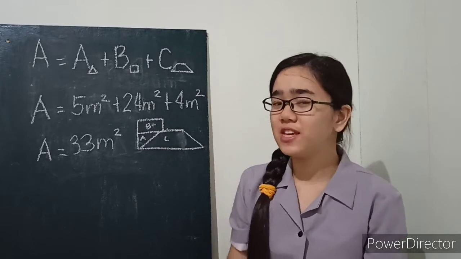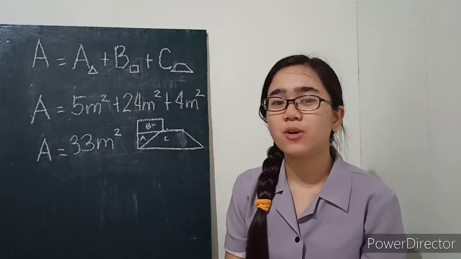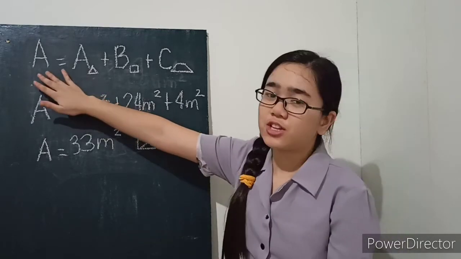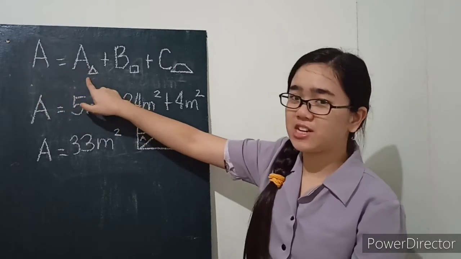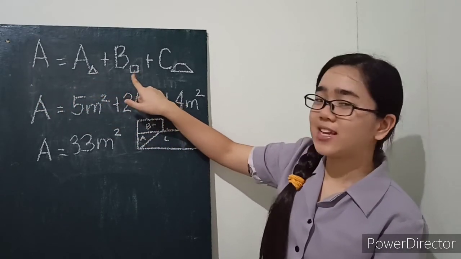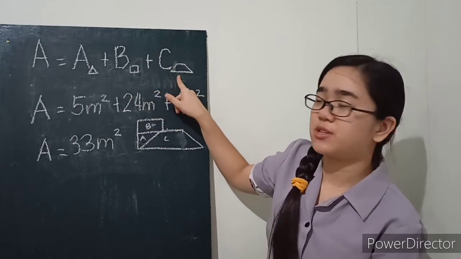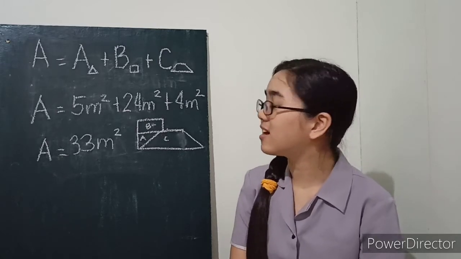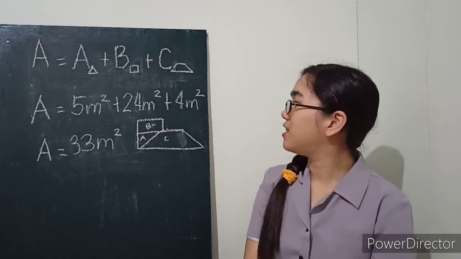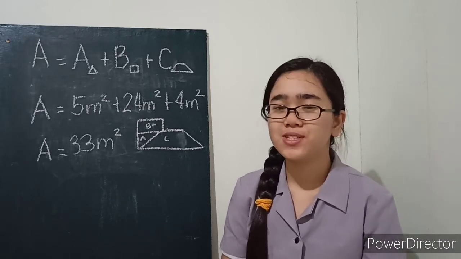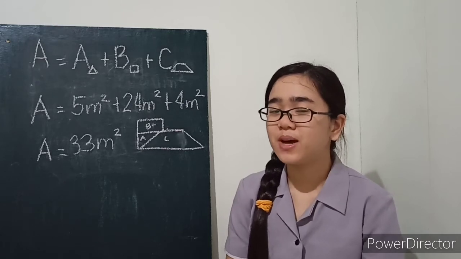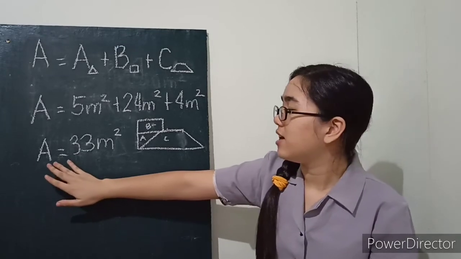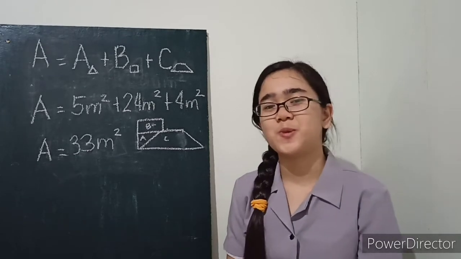And we can get the area of this polygon by adding or getting the sum of the area of its non-overlapping parts, which is the total area of a polygon is equal to area of a triangle plus area of a rectangle plus area of a trapezoid. Let's say the area of a triangle is 5 meters square, the area of the rectangle is 24 meters square, and the area of the trapezoid is 4 meters square. So, we just need to add all of them para makuha natin yung total area of this polygon, which is, pag pinag-add natin, the area of this polygon is equal to 33 meters square.